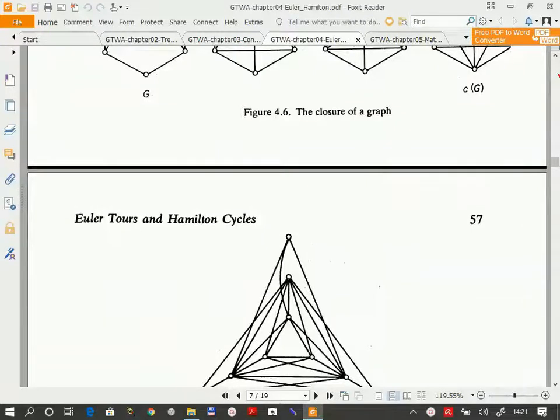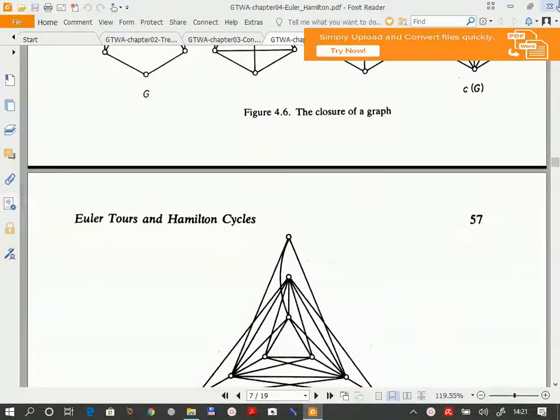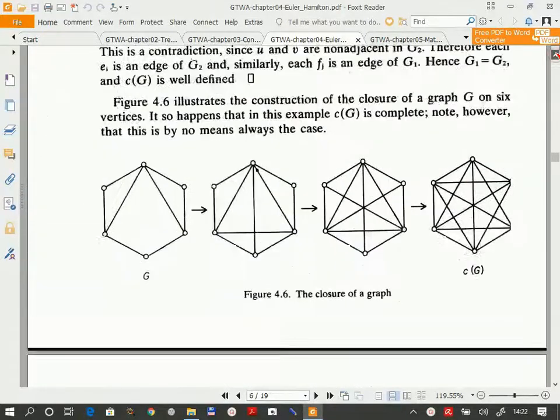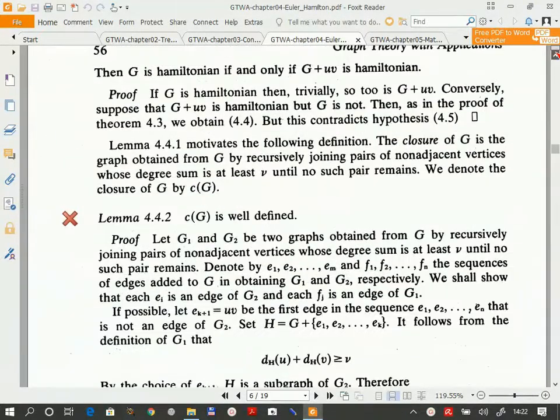a rather ugly necessary and sufficient condition. Why do I say that it's ugly? Because it displaces the problem, so to say.